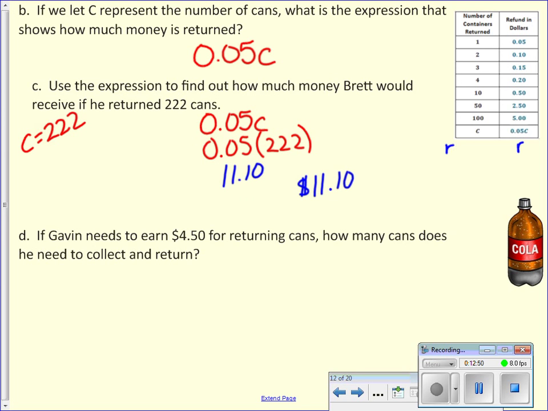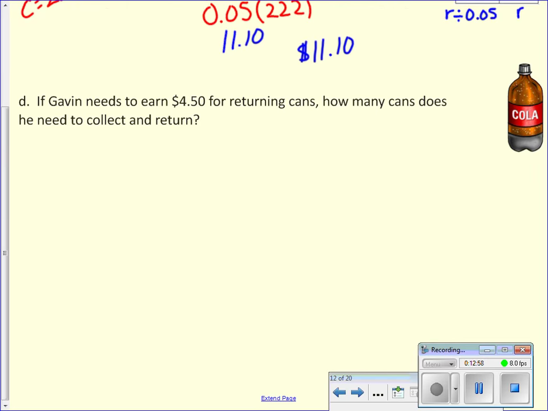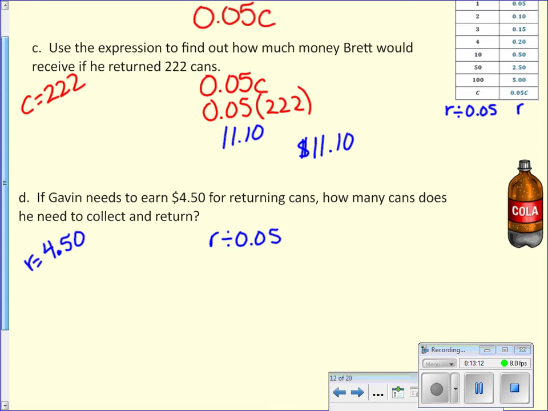Right, R divided by 0.05. Add that to your table. And now we can solve. So if we know that our refund needs to equal $4.50, and I know that if I take my refund and divide it by 5 cents, I'll know how many cans he needs. Let's see what a reasonable answer is.